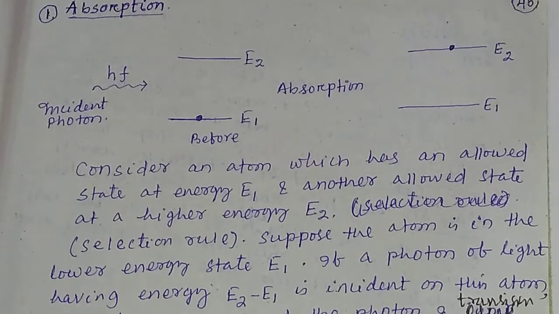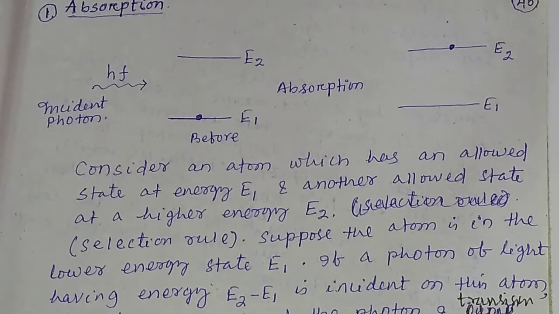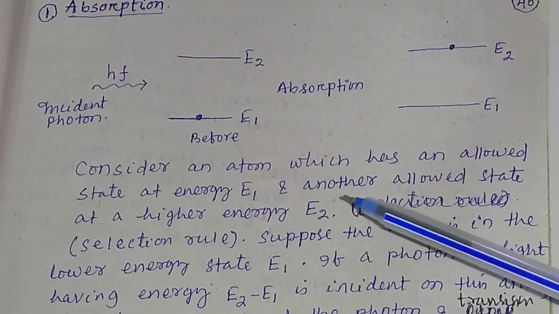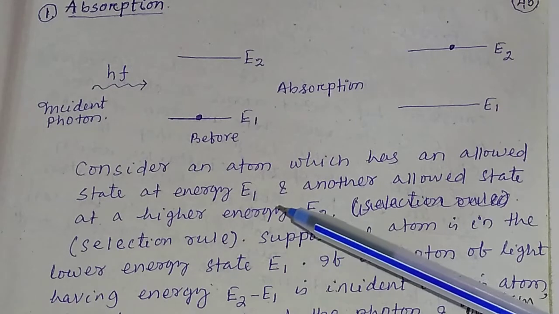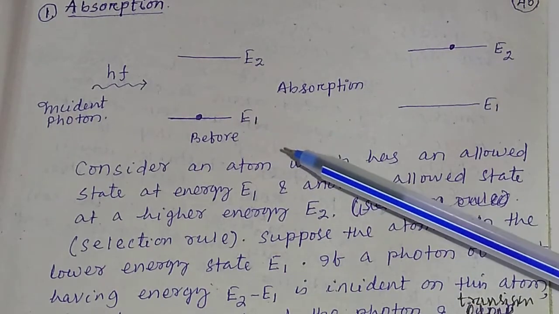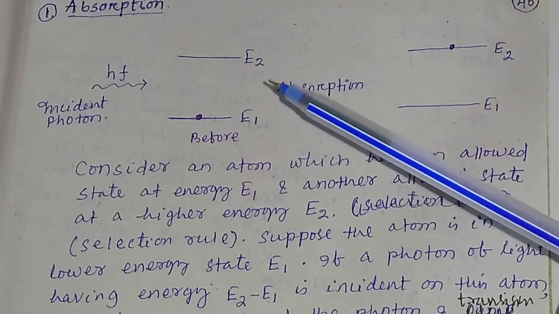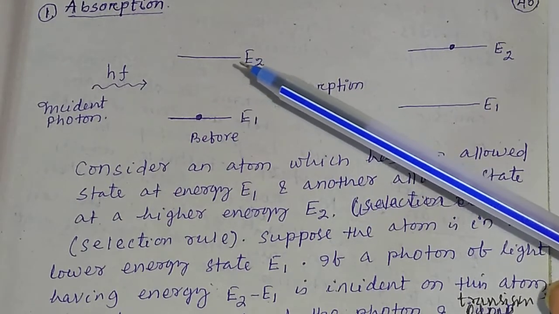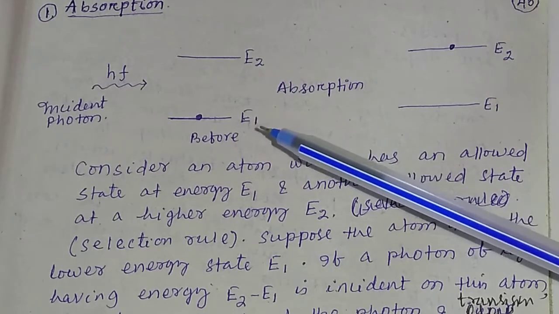Before discussing spontaneous emission, you should first know what absorption is. Consider an atom which has an allowed state of energy E1. Suppose E1 is the allowed state of energy, and another allowed state of energy is E2, and E2 is a higher state of energy than E1.